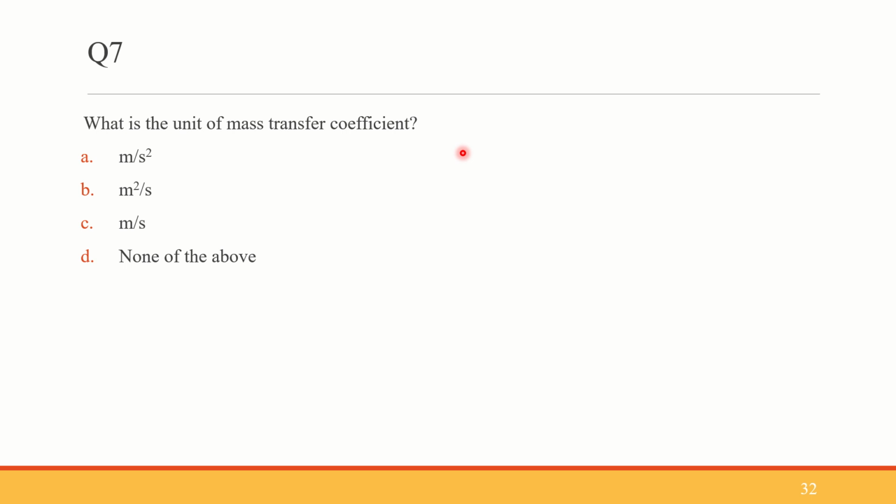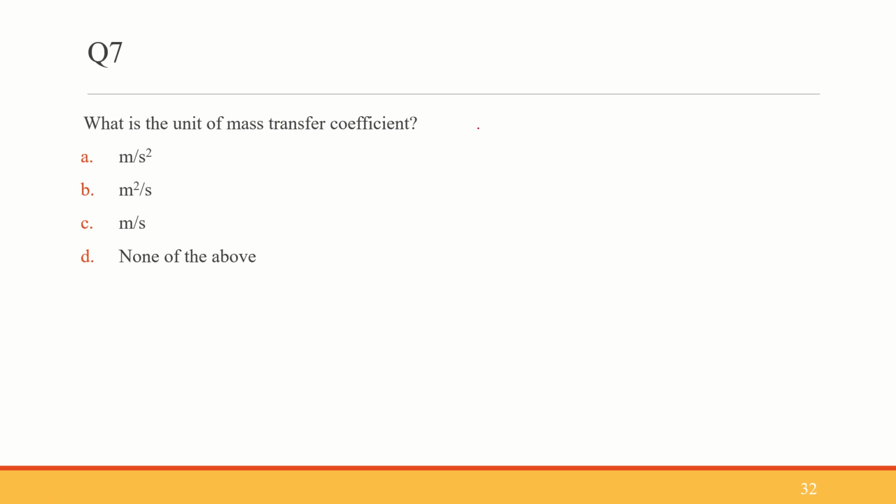Moving on, we have question 7. In question 7, what is the unit of mass transfer coefficient? The answer options are meter per second square, meter square per second, meter per second, none of the above. So the answer actually is meter per second.